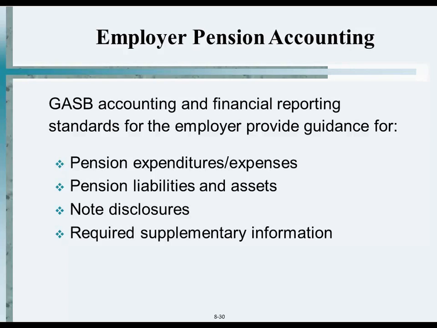Because remember, in the fiduciary fund, you're going to see the pension accounting occurring from the perspective of those who are managing those pension trust funds. And the government, which is contributing those pension funds to this primary entity, is going to do accounting differently. So what we're going to talk about are these areas: pension expenditure, expenses, liabilities, assets, note disclosure, and the required supplementary information itself.